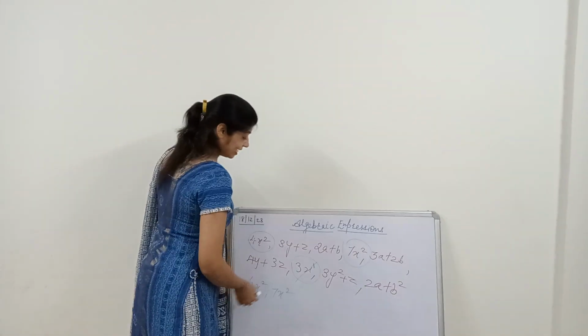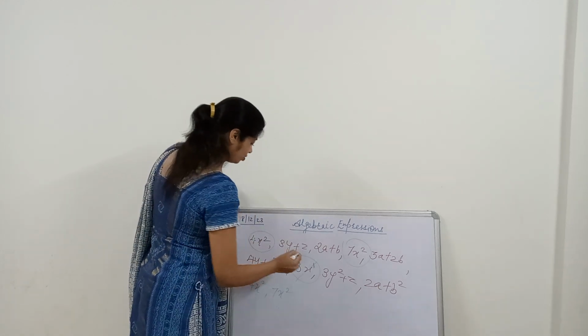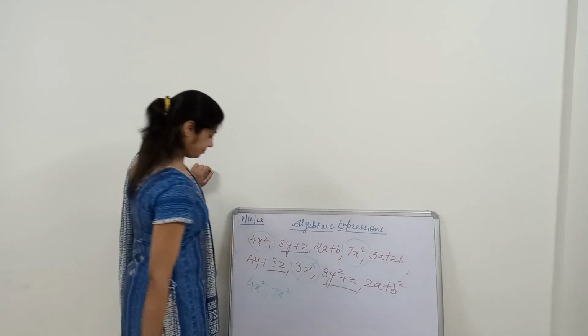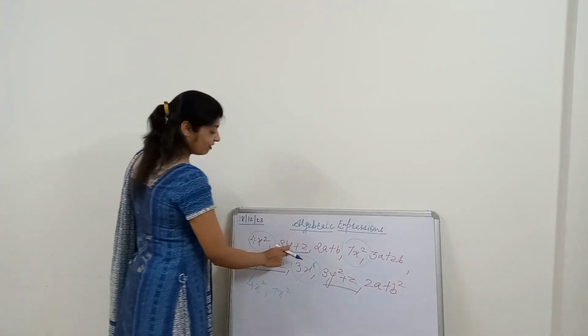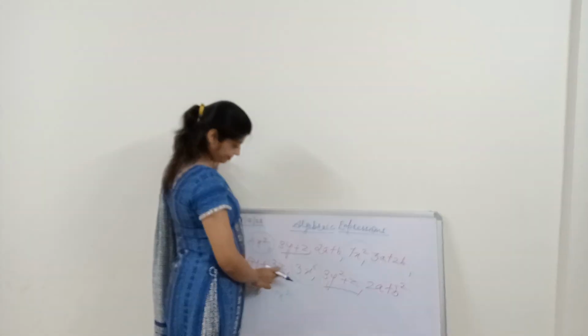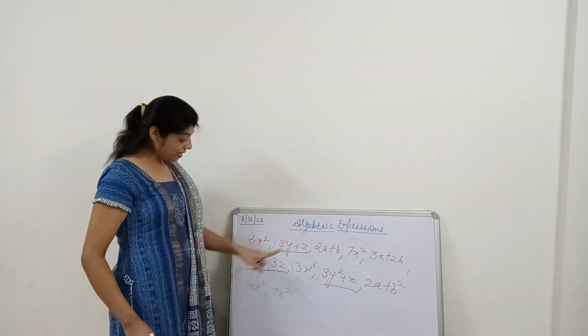Similarly, we'll go with y and z. How many combinations do we have of y and z? Let's check. 1, 2, 3. Now this is 3y plus z and this is 4y plus 3z. Can we go with this? Yes, y has power 1 here and here.